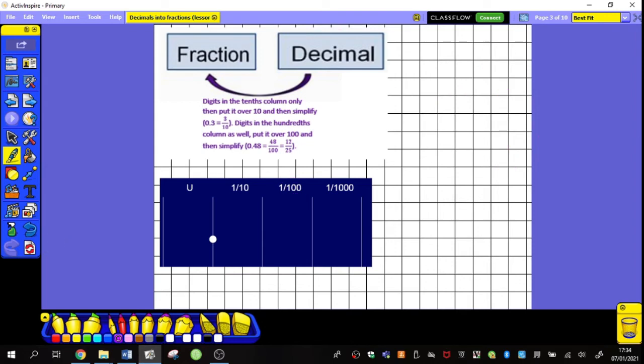Final one. What happens when I have 0.493? Well, this time I'm going to notice that it goes into the thousandths column. So this time I'm going to place it over 1000, and I have 493 of them. If it is a bit simple to simplify it, then please do. However, 493 over 1000, I'm just going to leave it as that.